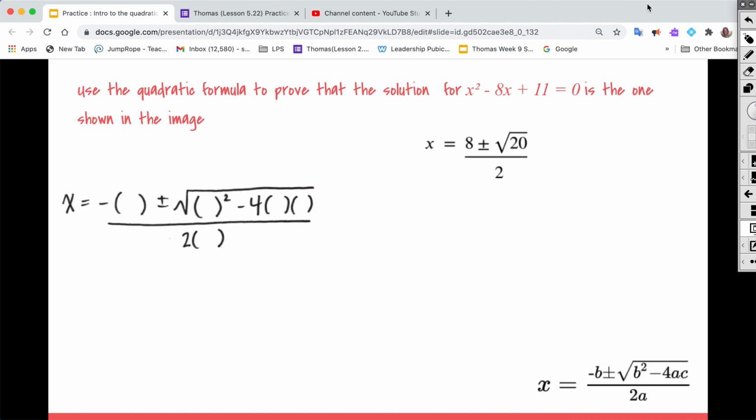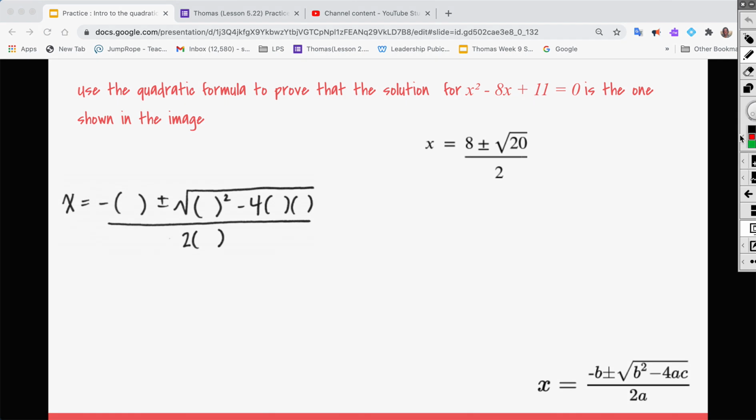And in order for us to use the quadratic formula accurately, we have to be able to identify a, b, and c in the equation. So remember, the a is the coefficient of the squared term. So in this case, a is equal to 1. The b is the coefficient of our x term. In this case, it's a negative 8. And the c term is the constant term in our equation. So c is equal to a plus 11.